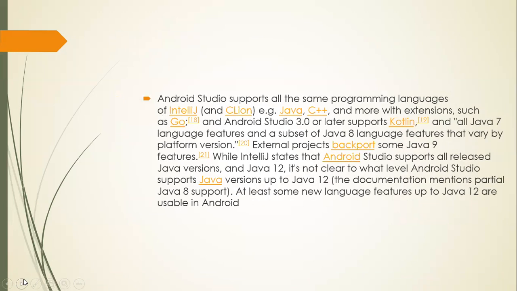Next, Android Studio supports all the same programming languages of IntelliJ, Java, C++, and more with extensions such as Go, and Android Studio 3.0 and later versions Kotlin, and all Java 7 language features and a subset of Java 8 language features that vary by platform version. External projects backport some Java 9 features, while IntelliJ states that Android Studio supports all released Java versions up to Java 12. It's not that clear to what level Android Studio supports Java versions up to Java 12. So at least some new language features up to Java 12 will be usable in Android.